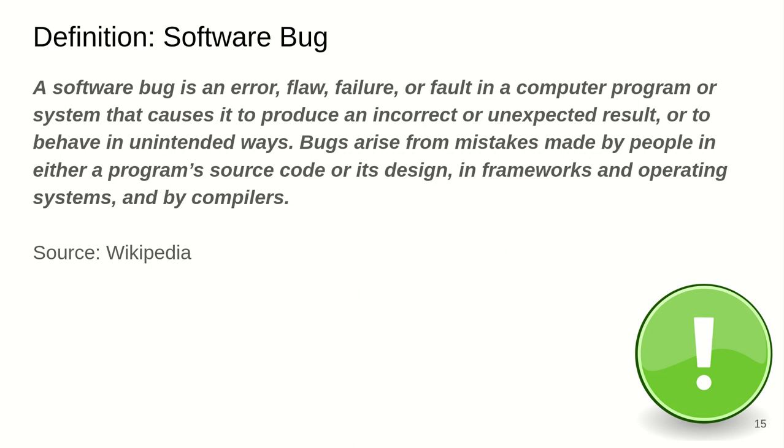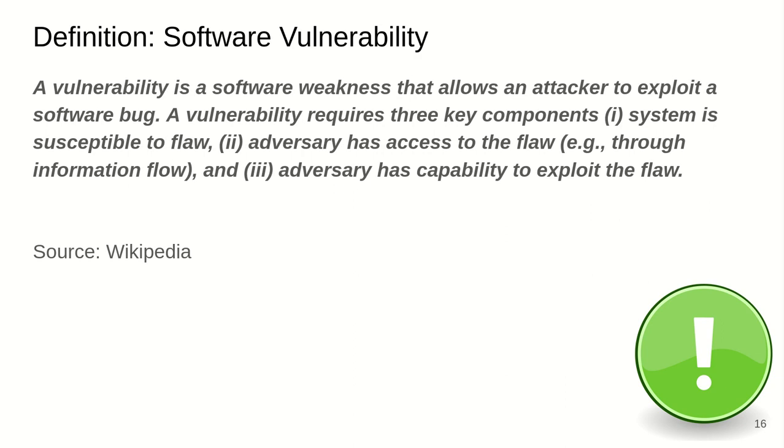Now, what is the difference between a bug and a vulnerability? Well, all software vulnerabilities are a subset of the software bugs. A vulnerability is a software weakness that allows the attacker to exploit a software bug. So this is a slightly different perspective. The attacker will be able to reach the bug, trigger it with attacker-controlled data, and then modify the outcome of the execution to the attacker's advantage.